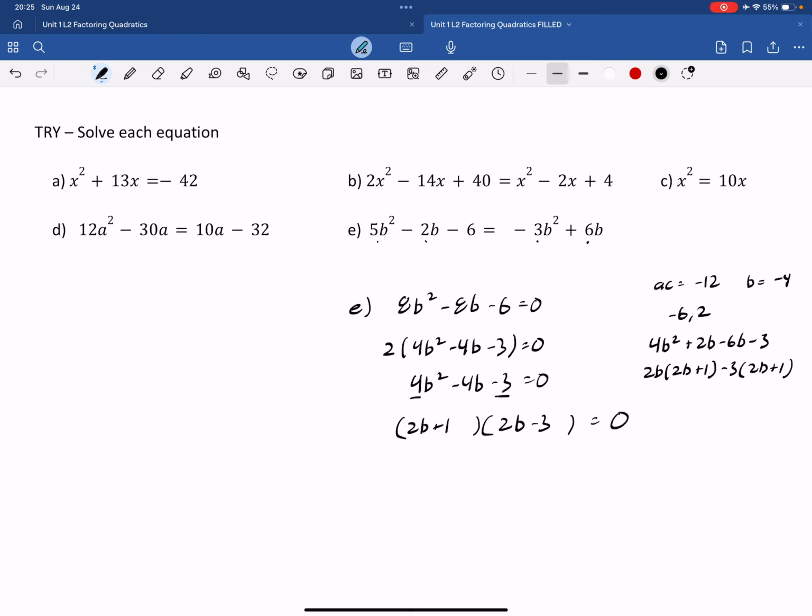And then we set each part equal to 0. So this is going to be b is equal to negative 1 over 2, or b is equal to positive 3 over 2. Okay, so guys, there is our answer. Super easy once we have factored form, but we got to get it in factored form. I'm just double checking real quick that I got this right. So that's 3, negative 3 times 2 is negative 6. That's 4b squared. Yeah, negative 6 plus 2 is negative 4. Okay, so should be pretty easy once you're good at factoring.